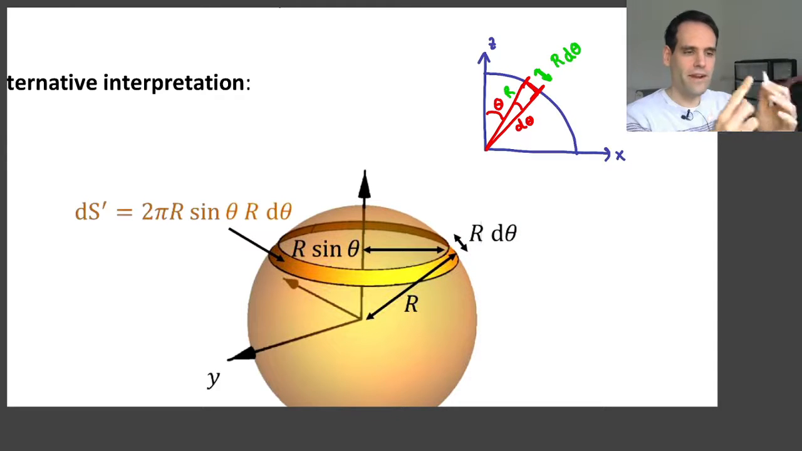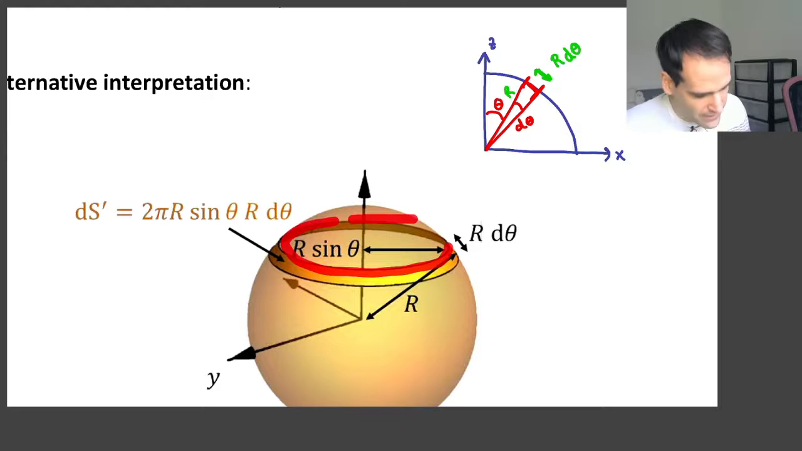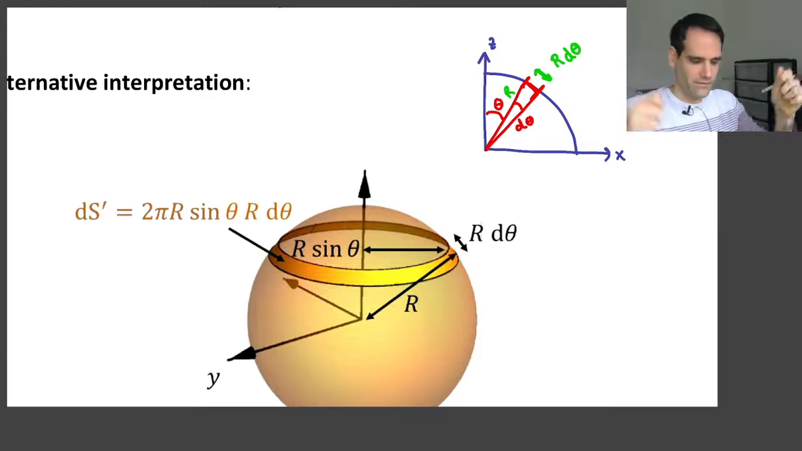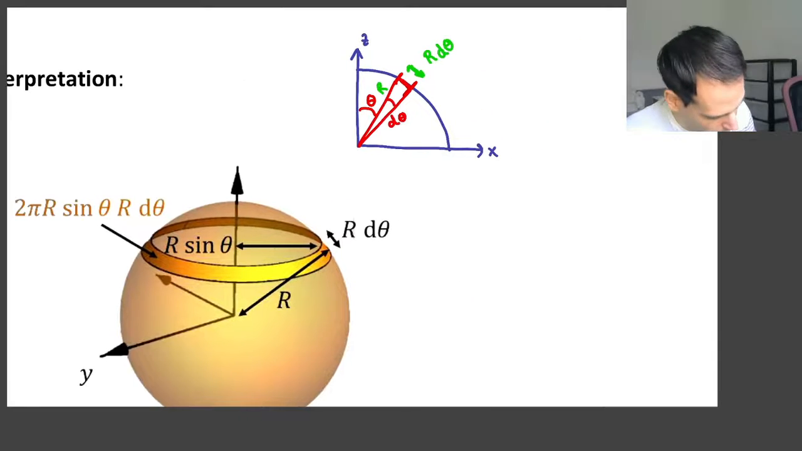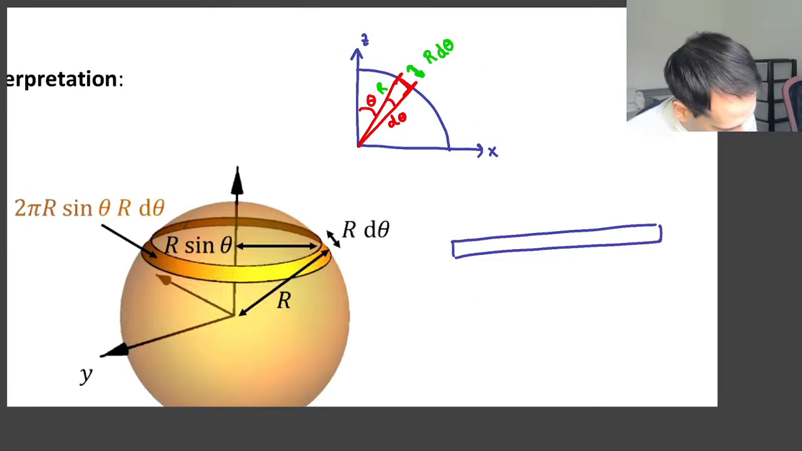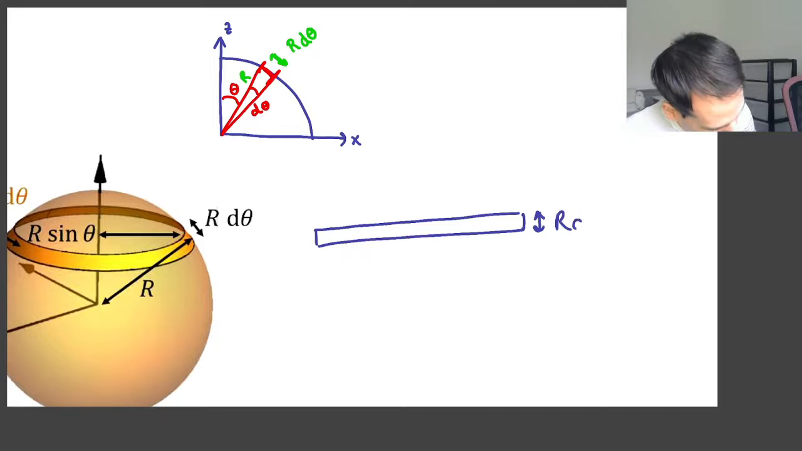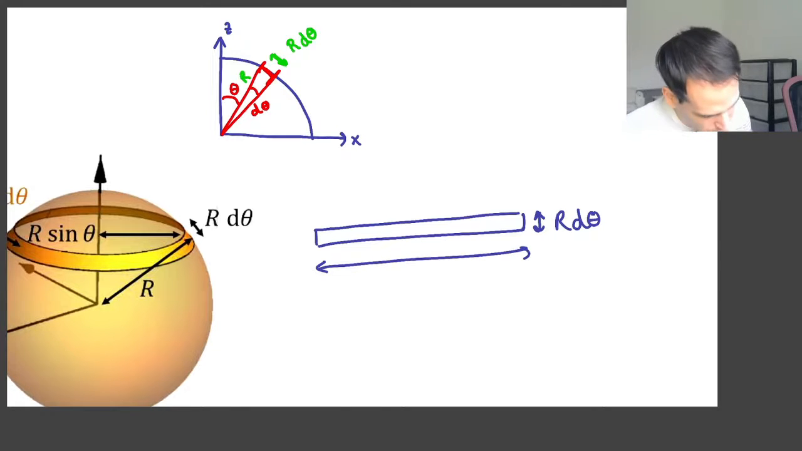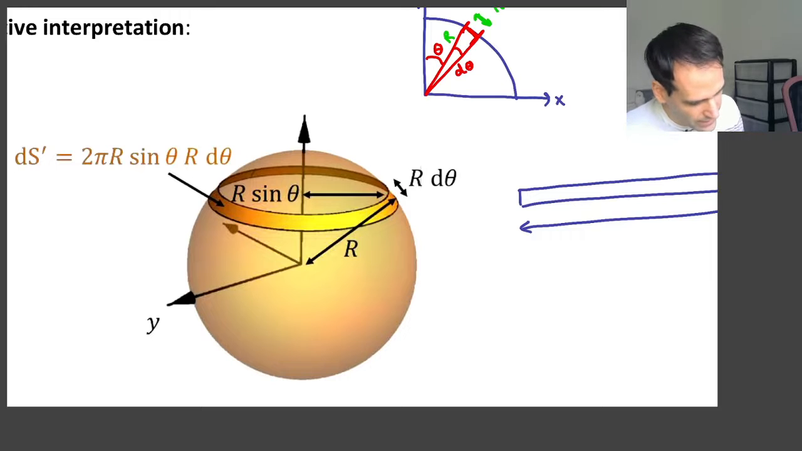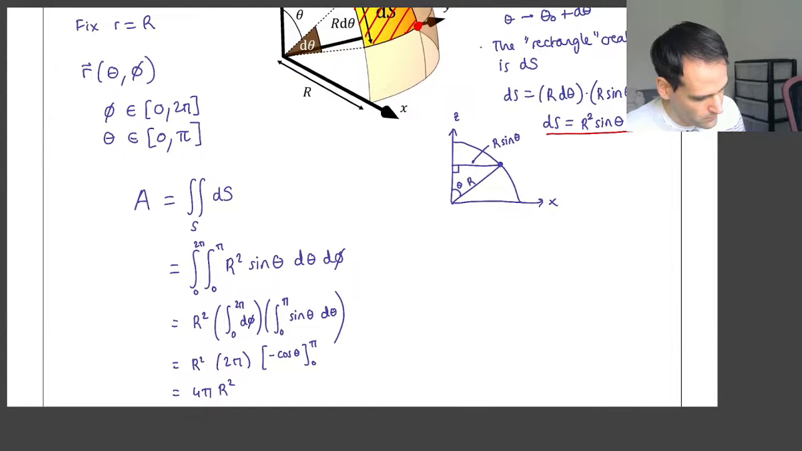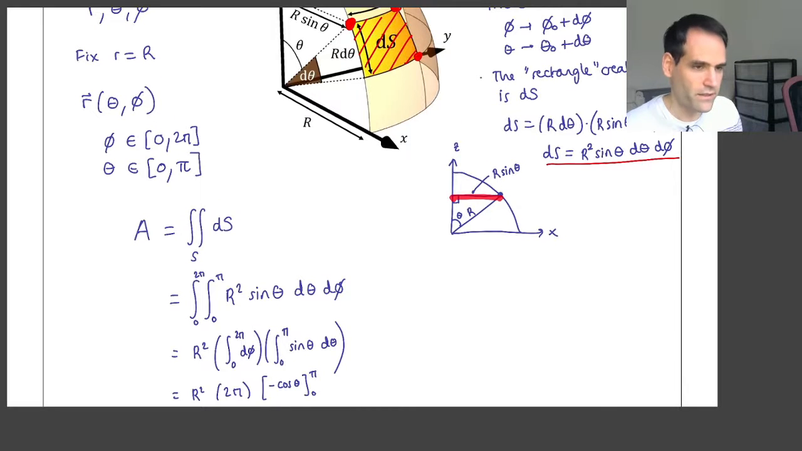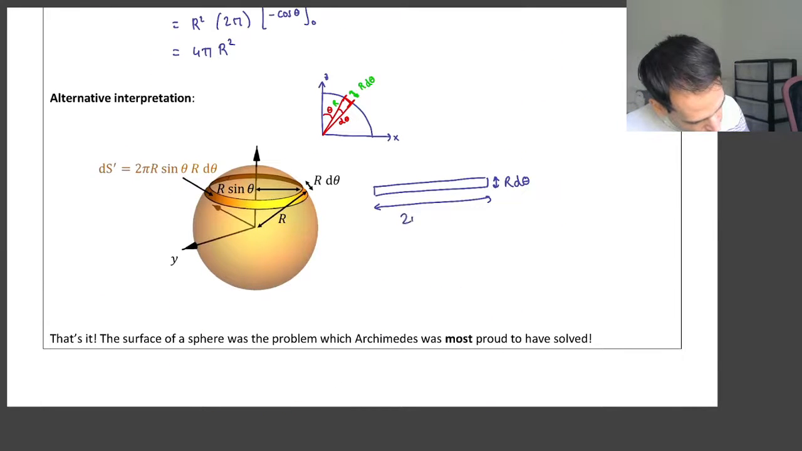And now what is the circumference or the width of this tiny strip? If we cut it and we expand it, this becomes a rectangular strip like this, whose height is r times d theta, and whose length is the circumference of this circle. And once again the circumference of this circle is 2 pi times the radius, and the radius of this circle is r sine theta, as we calculated here. So the length of this circle is 2 pi times r sine theta, and this will be equal to our ds prime.